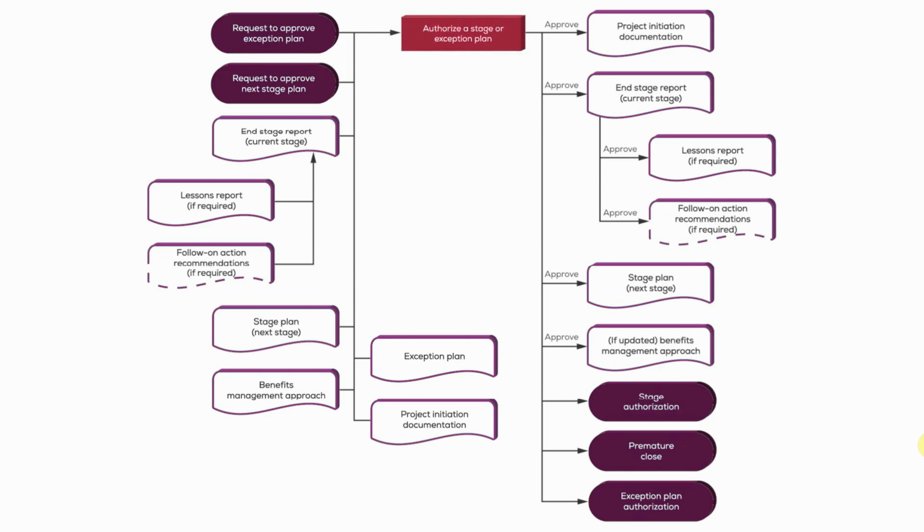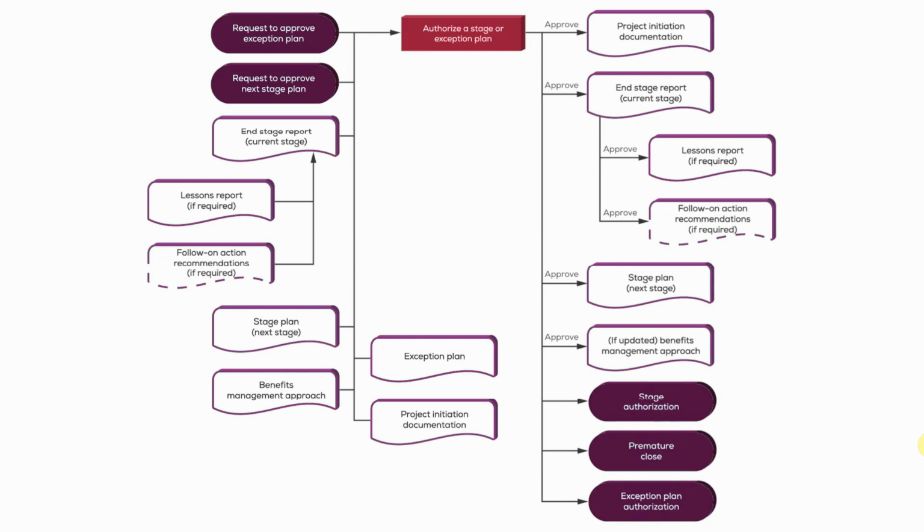And so the actions now on the right-hand side will be to approve the project initiation documentation in its current state, to approve the end stage report, including any relevant lessons and follow-on recommendations, to approve the next stage plan, including approving any product descriptions that form part of it, as well as approving the benefits management approach if there's been any change to that. Now, having approved all of that, the project board will either provide stage authorization or authorization of the exception plan.